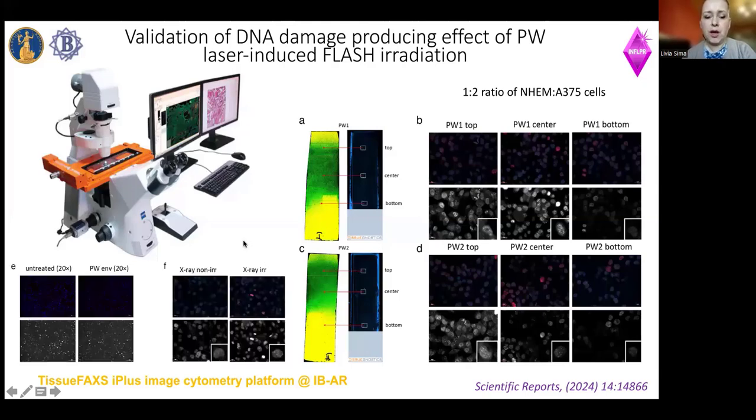As controls, we have used the X-ray irradiated sample, as well as samples that were transported to the radiation facilities as environmental controls, but were not irradiated. Also, an untreated sample that stayed in the incubator during the experimental time.